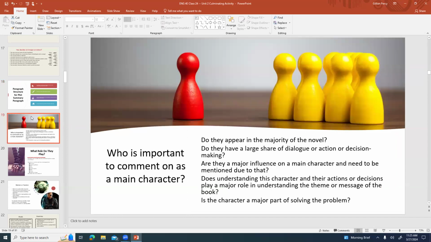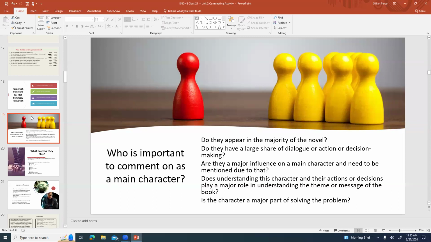Okay, so talking about the main characters now, what is important to comment on, as in who is important? How do you decide if they're a main character? Sometimes there's one person that is kind of obvious, but there may be other people that you're like, I don't know, are they people I should mention or not mention?